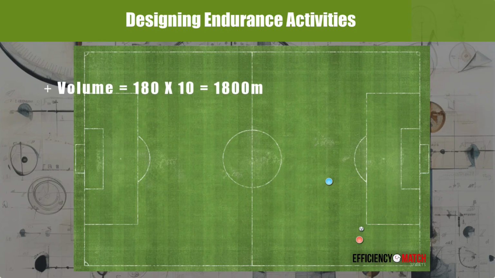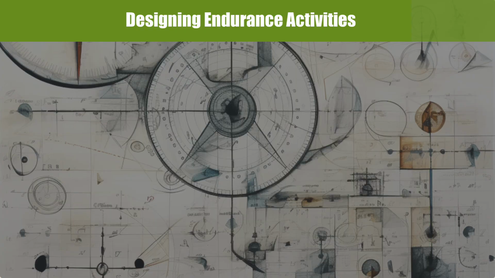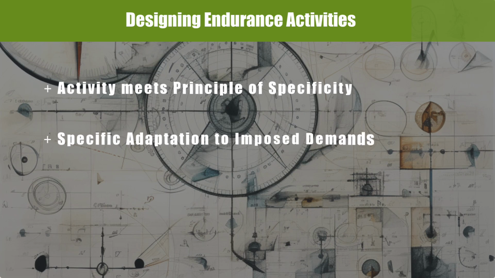If we repeat this 10 times, we have a total of 1,800 meters, which is equivalent to 1 mile and a bit more. Since we are using a soccer ball to control, dribble, and pass the ball, this creates an acyclical activity, which is precisely what we want to develop.